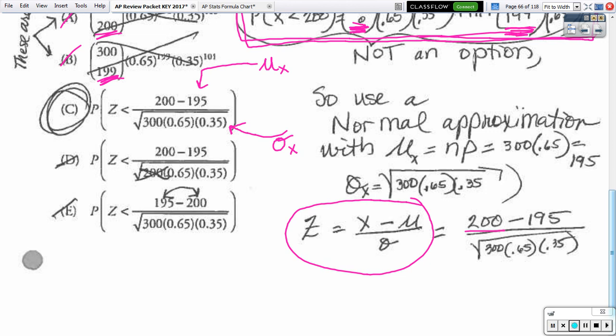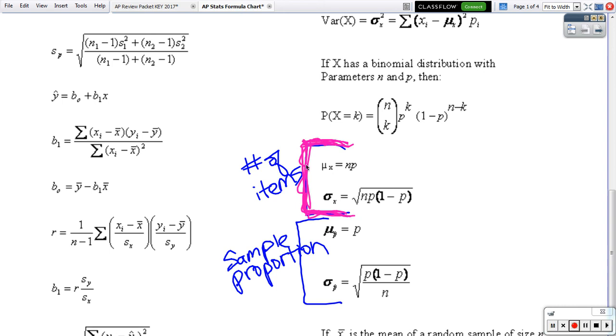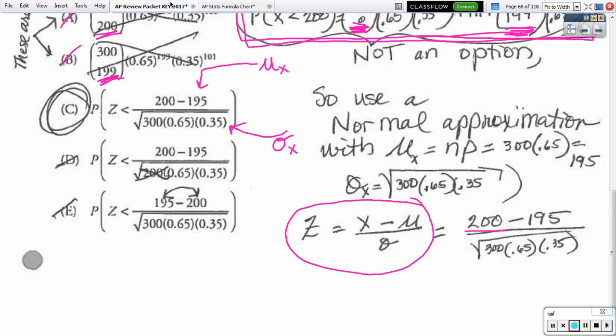With the normal approximation, you would use the formula for number of items right here: mean of x and standard deviation of x. Once you get those, you fill it in. You can see D is wrong because it puts the wrong number here. That is not n. 200 is not the correct n. And in part E, they switched the mean and the x value, so that's what's wrong with E. C is the correct formula for the normal approximation of this binomial situation.